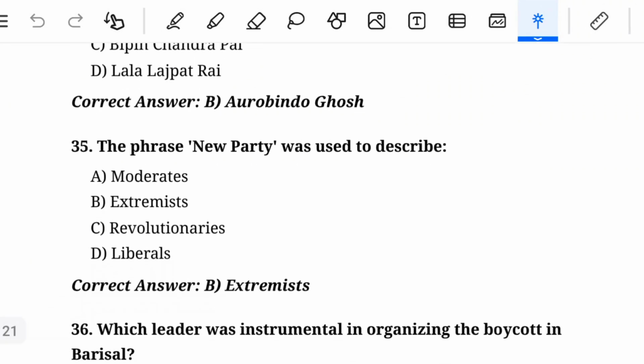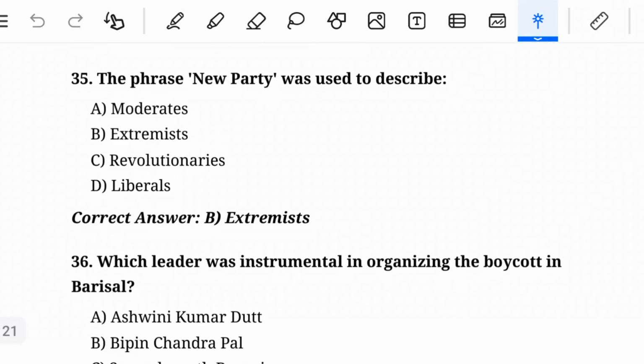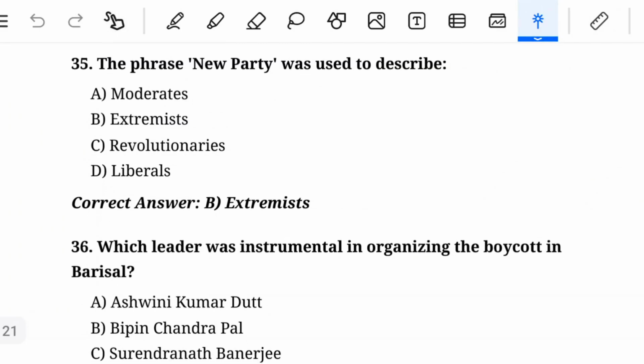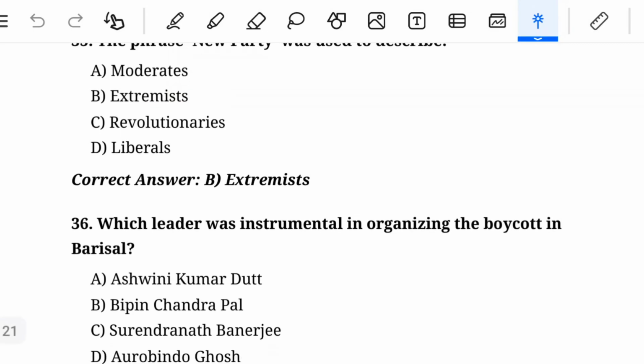Aurobindo Ghosh. 35. The phrase New Party was used to describe A. moderates. B. Extremists. C. Revolutionaries. D. Liberals. Correct answer B. Extremists.